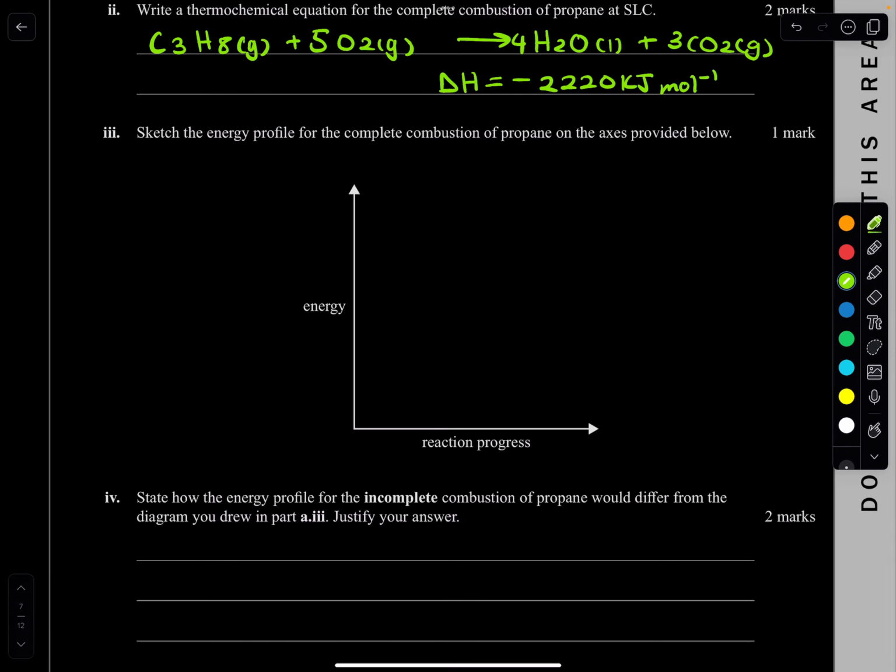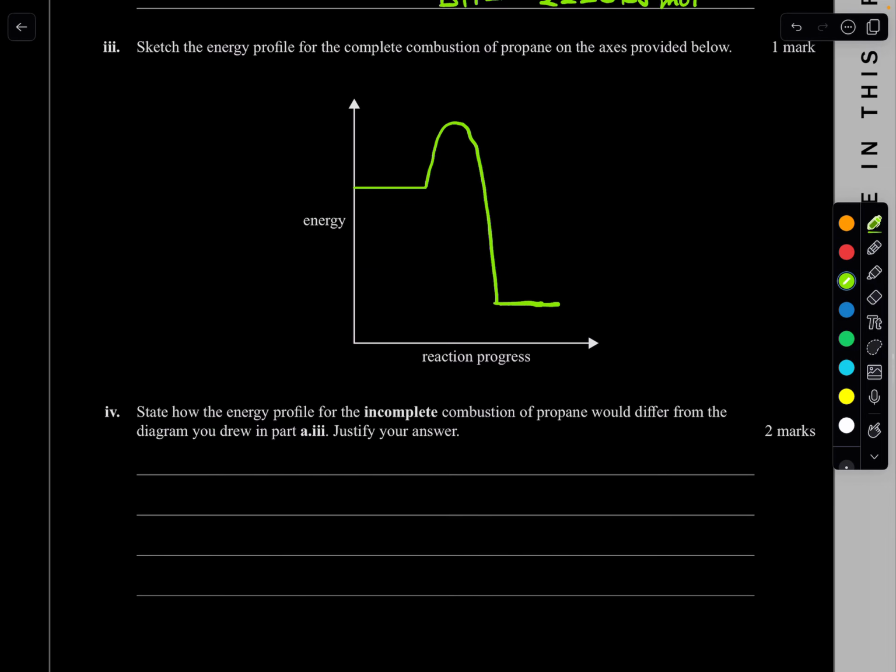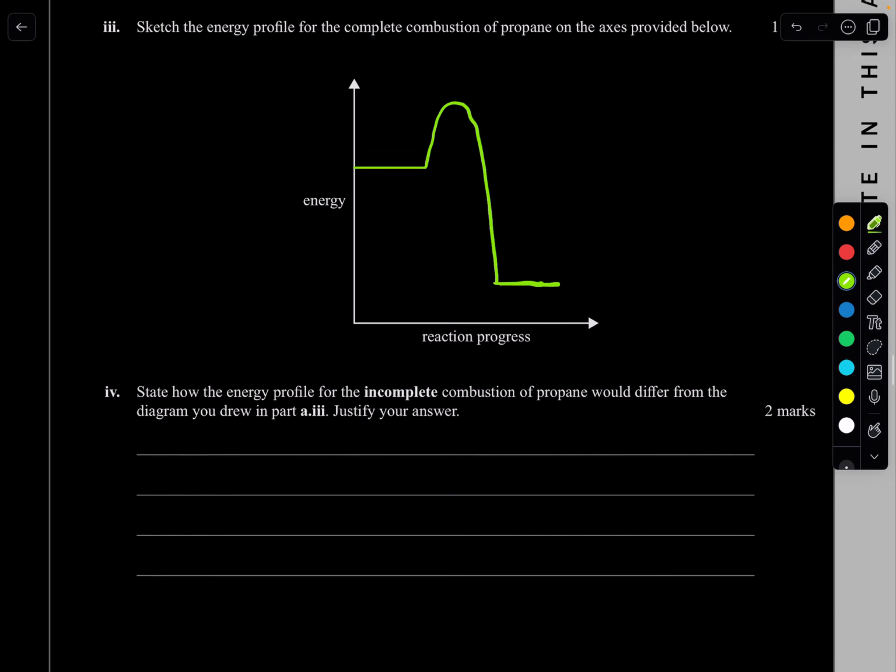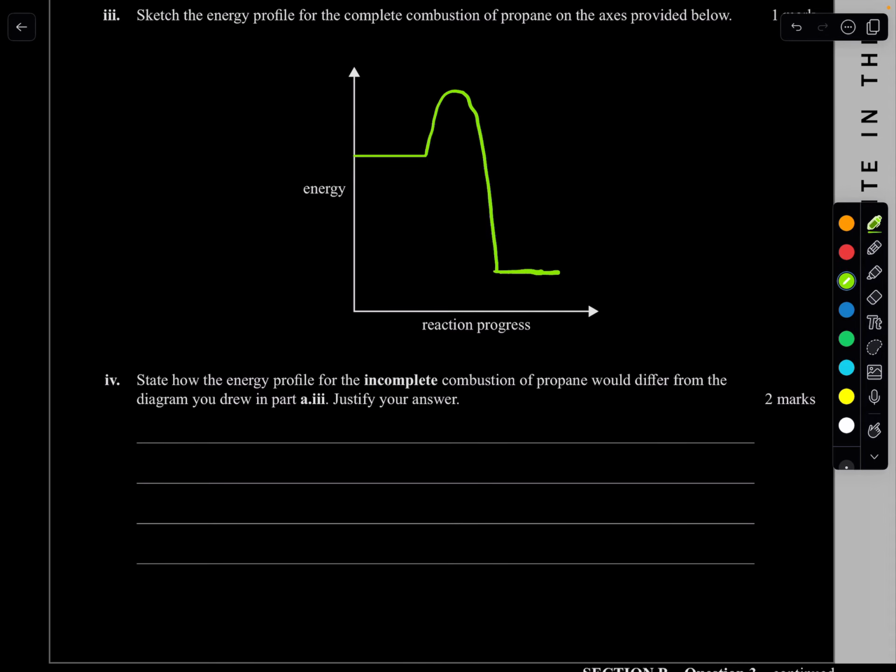Sketch the energy profile for the complete combustion of propane on the axis below. Beautiful. It's only 1 mark, so just the energy profile. We know it's a combustion reaction, so it's going to go from high reactants and then go down. So we have a negative enthalpy change like that. There it is. That's all you need. It's just sketch the energy profile, you don't need to label. Yeah. State how the energy profile for the incomplete combustion of propane would differ from the diagram you've drawn.